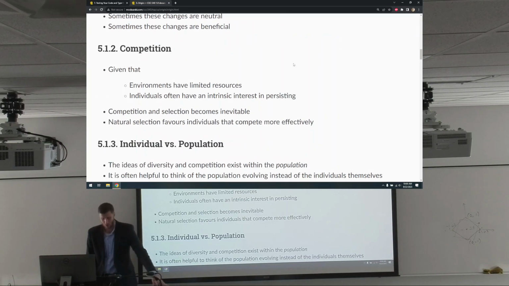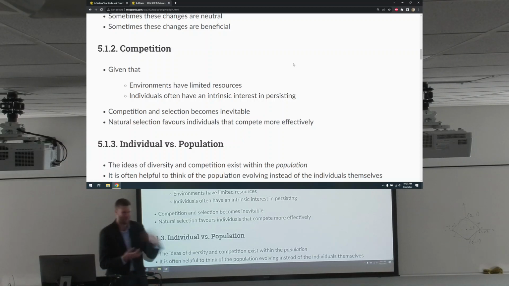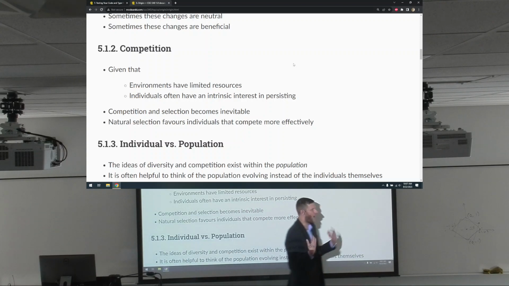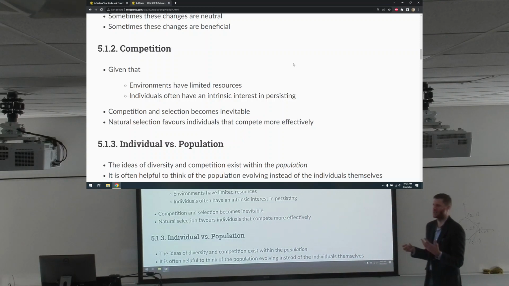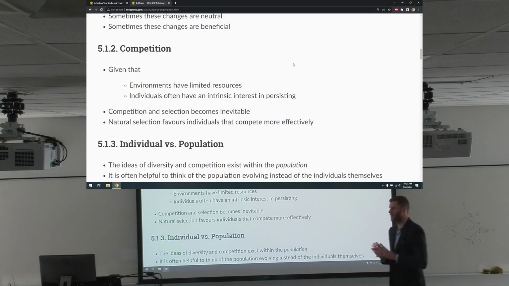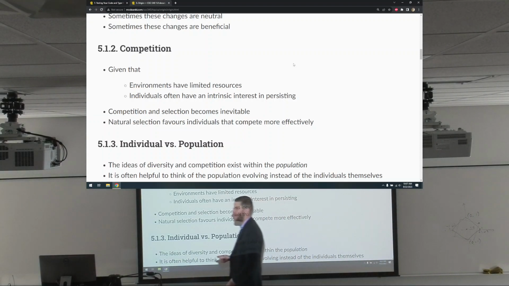Competition. Given that, the environment does have limited resources. There is a limited set of resources within any environment. And individuals often have this intrinsic interest in existing. If we didn't have this intrinsic interest in persisting, we probably wouldn't be persisting. Living things like to be alive. If we didn't, we wouldn't be alive. Do you agree? So there's something about us, we've got this desire to want to exist. There's a limited amount of resources. Competition is going to happen.